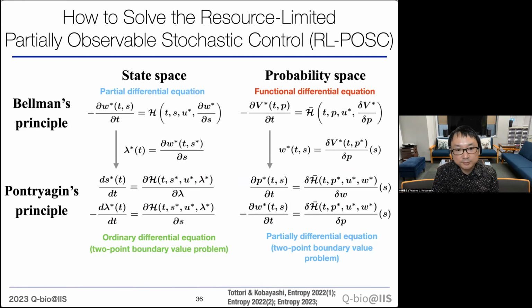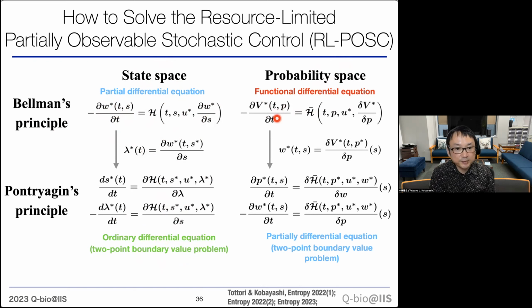More roughly speaking, this is the Bellman dynamic programming principle, and on the state space omega we have the value function. We can convert this to the Pontryagin principle. Then, in this case, the partial differential equation can be converted to an ordinary differential equation. In our case, we have to solve a similar problem on the probability space now.